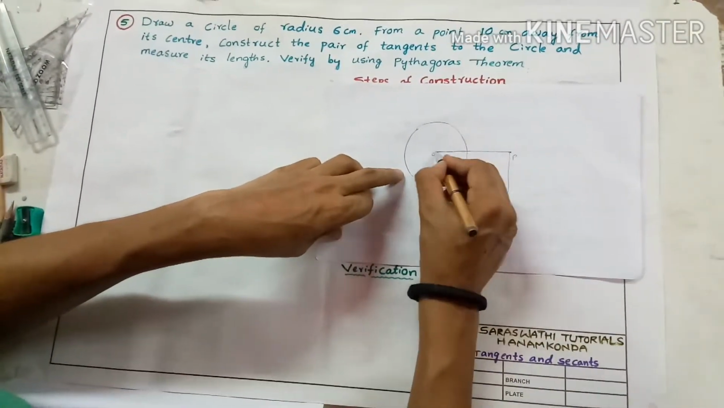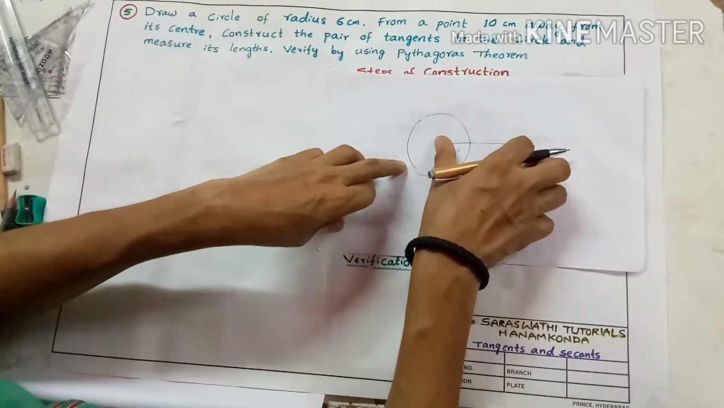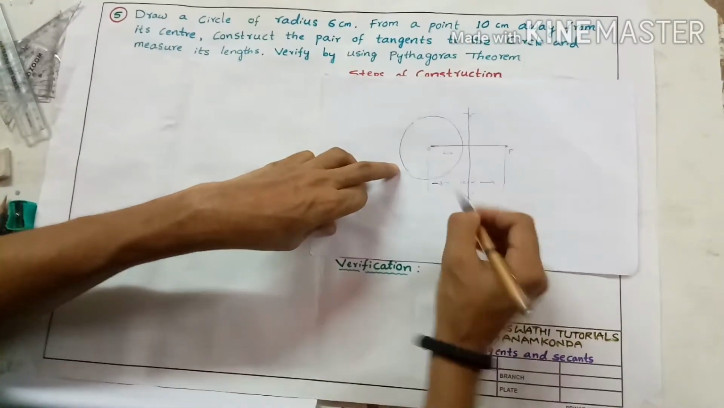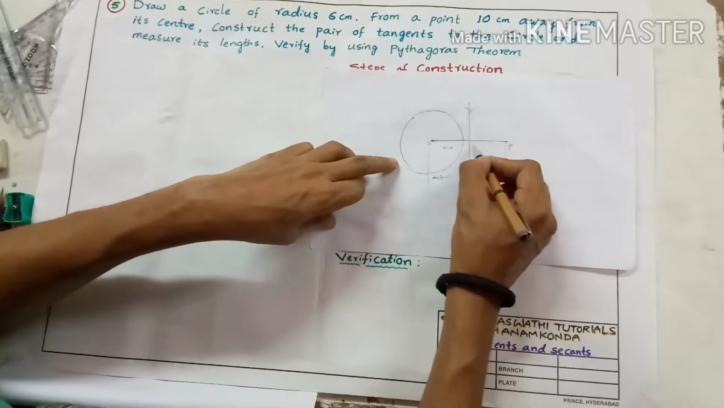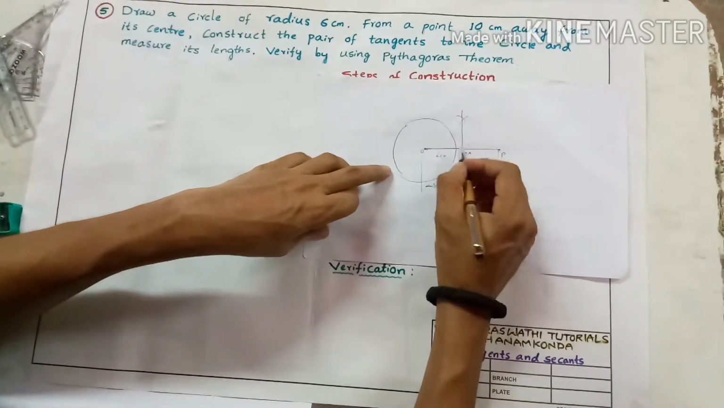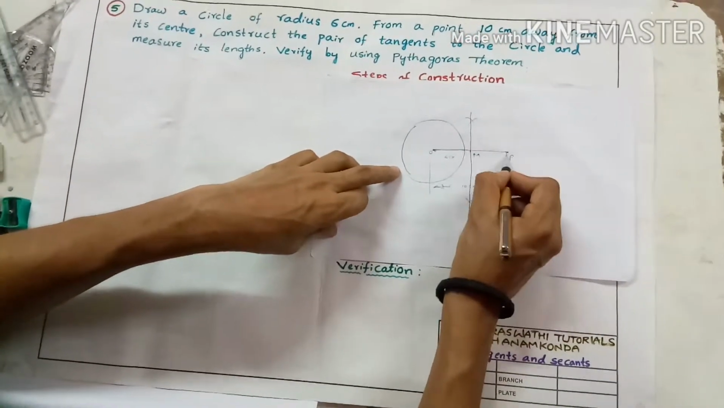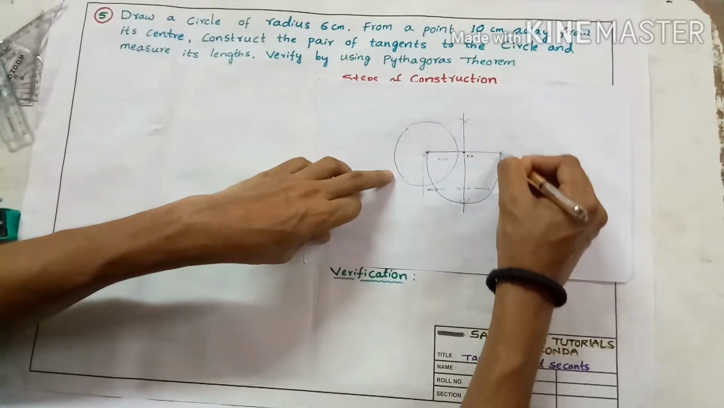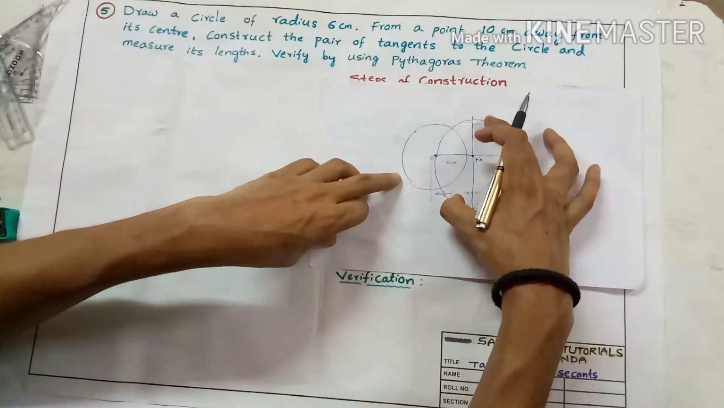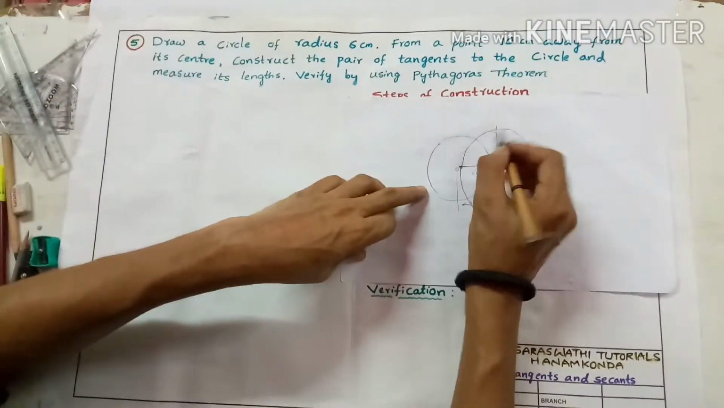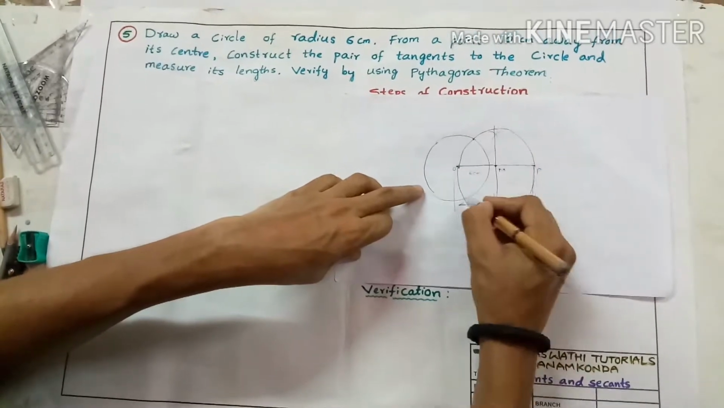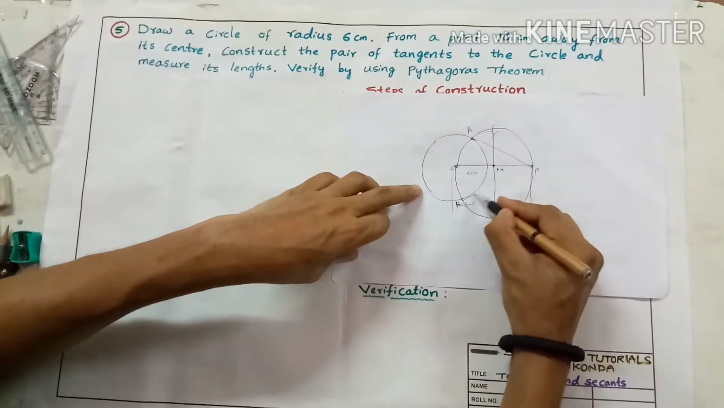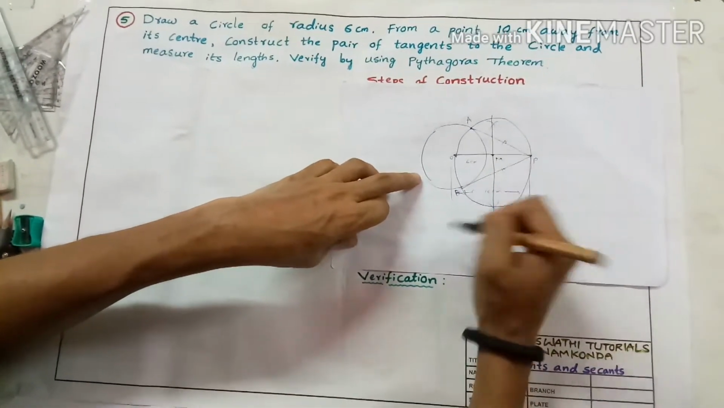Now take more than half of this OP and draw a perpendicular bisector. Let this perpendicular bisector meet OP at M. So now taking OM or MP as radius and M as center, draw a circle. So this circle passes through this point. This circle meets the given circle at 2 points. Name these A and B. Now join PA and PB. So PA and PB are the required tangents.